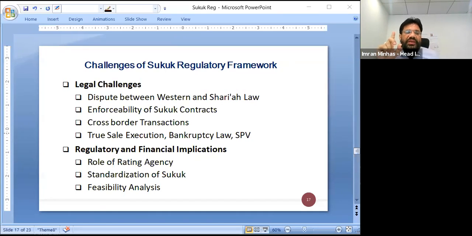And the next thing is the bankruptcy. Bankruptcy law is crucial for facilitating a true sale transaction in which the investors are protected and will receive payments on asset-backed securities even in cases of the originator's bankruptcy. In some countries, under the civil law regime, there has not yet emerged a proper bankruptcy law to protect Sukuk holders from the bankruptcy.